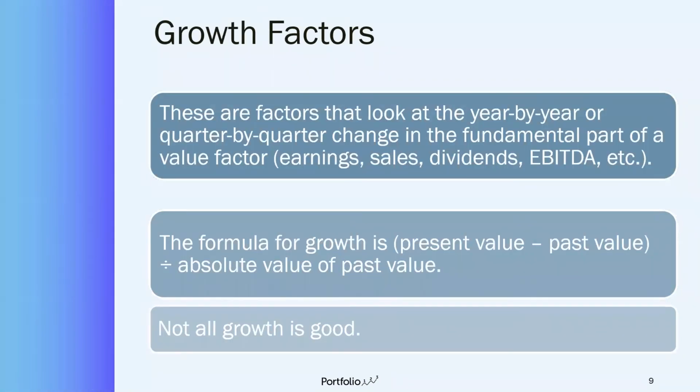Growth factors are factors that look at the year-by-year or quarter-by-quarter change in the fundamental part of a value factor, like earnings or sales or dividends or EBITDA, that kind of thing. For example, the 5-year change in asset turnover would not be classified as a growth factor. The 5-year change in sales is classified as a growth factor. So I don't classify ratio changes as growth factors, and growth factors also should not include price data.